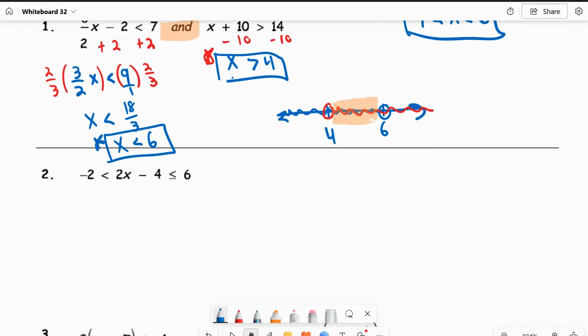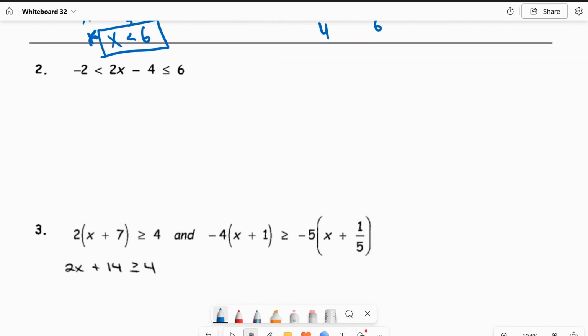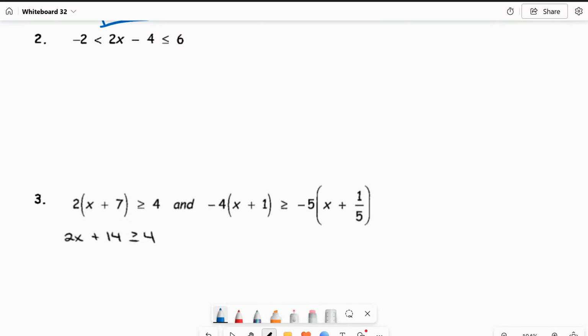Okay, similarly, number 2 is another "and" compound inequality. You will either see "and" in between, or you will see a compound inequality written as one. In this case, you can either do one thing to both sides, or you can break it up. For this first example, we'll break it up. This really forms two inequalities, which would be my left side: negative 2 is less than 2x minus 4. And my right side, which is 2x minus 4 is less than or equal to 6.